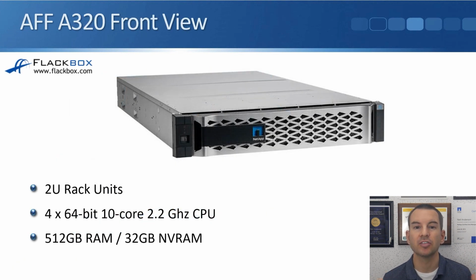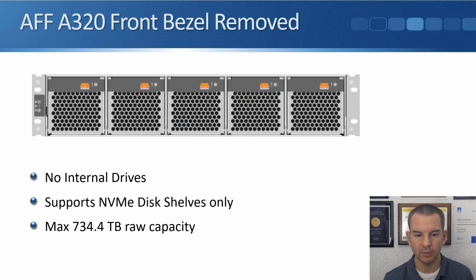When ONTAP 9.6 came out, NetApp also released a new mid-range model, which also provides end-to-end NVMe. That's the AFF A320. The size is 2U. It has 4 times 64-bit, 10-core, 2.2 gigahertz CPU, and 512 gig of RAM, and 32 gig of NVRAM. Looking at it with the front bezel removed, you can see that the A320 does not have any internal drives. So it uses external drives, and as I said, it does support end-to-end NVMe.